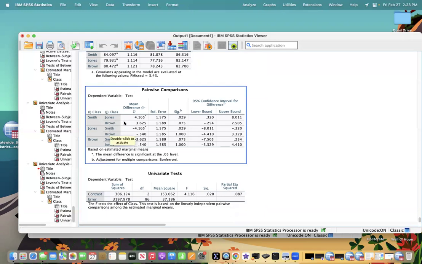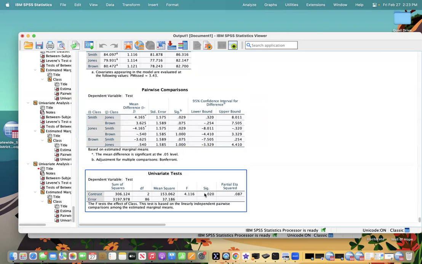pairwise comparisons. So we can see that there is a significant difference between Smith and Ruger right here at 0.029, which is less than 0.05. But with Smith and Wesson, it's actually above 0.05 at 0.075. And with Ruger and Wesson, it is 1. So it's also larger than 0.05. So there is no significant effects there, although there is a significant effect overall. We're also looking at the significance of 0.020 on our univariate test.